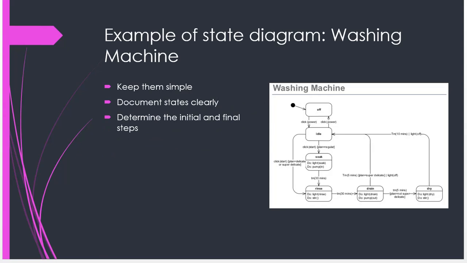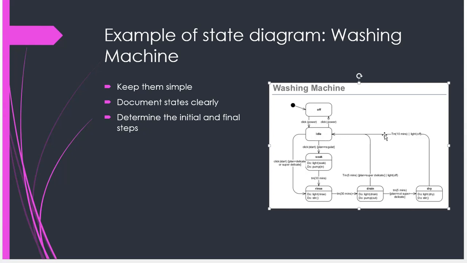This is an example of a state diagram for a washing machine. It's basically a very simple diagram. You should keep it simple. It should be very clear and should show us all the steps in a simple manner. So for example here, in the first state, the washing machine is off. When it's off, you can click the power button. If you click the power button, it goes into idle mode.